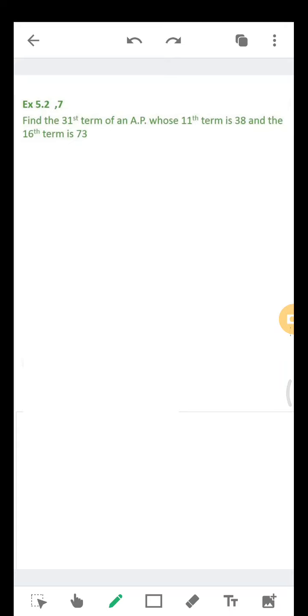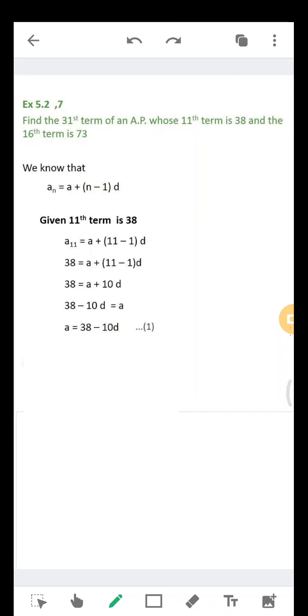So I'll use the given conditions, 11th term is 38 and 16th term is 73, to get that. We know that an is equal to a plus n minus 1 into d. It's given that 11th term of this AP is 38. So a11, I can directly write as a plus 10d, by reducing one number. So a plus 10d is equal to 38. From here I get a value as 38 minus 10d.